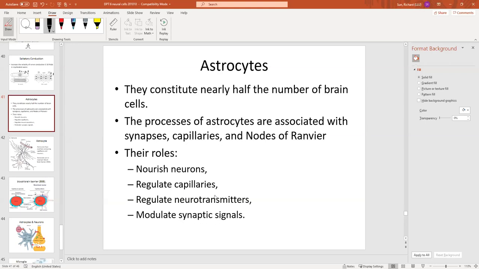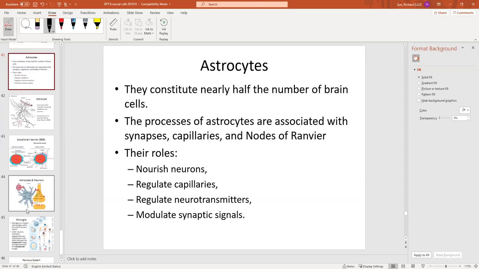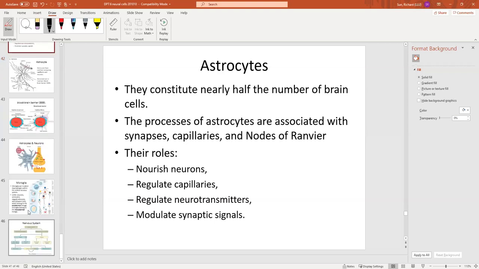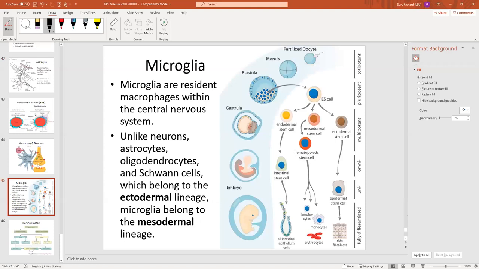So this one basically can control the time that glutamate remains in the synapses. The longer it is, the longer it can excite the postsynaptic side. So that's that. So that's the astrocyte. In the end, we will talk about this one, the last one.